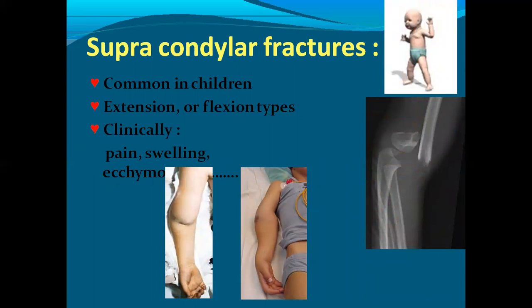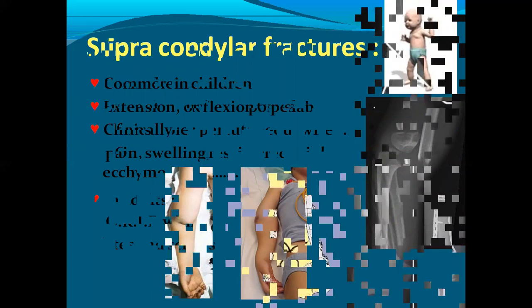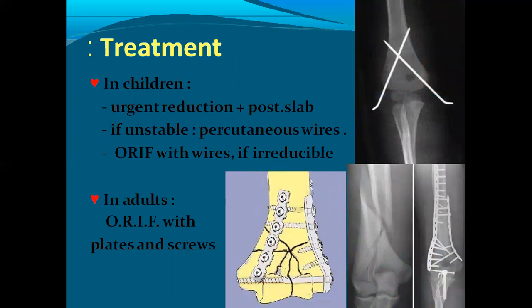Supracondylar fractures are most common in children, again due to falls, and can be of both extension or flexion types. They are clinically presented with pain and swelling, as you can see in the picture. Treatment is urgent reduction plus a slab. Urgent reduction means the bone is joined together with the help of either K-wire or screws or rods, and then a plaster is put on.